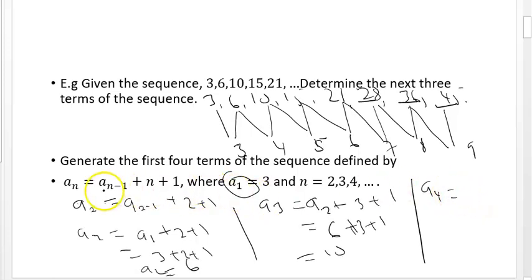So in place of n here is 4. 4 minus 1 is 3. So a4 equals a3 plus 4 plus 1. Now what is a3? 10. 10 plus 4 plus 1, that is 15. So we'll continue.